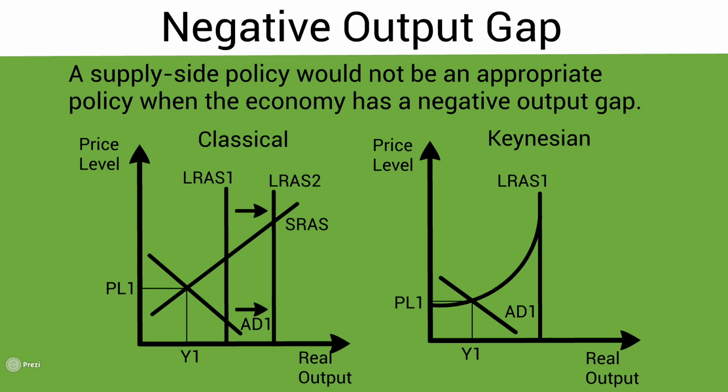The supply-side policy shifts the long-run aggregate supply curve outwards because the economy's productive potential has increased. This leads to the economy being in pretty much the same equilibrium. You could say that the price level has slightly fallen and real output has slightly increased, but the negative output gap is still significant and the supply-side policy has had a minimal effect. Therefore, if there is a negative output gap in the economy, supply-side policies would not be appropriate.